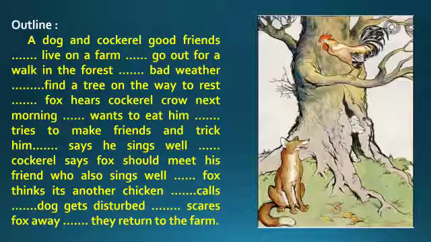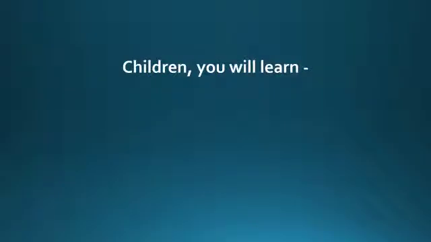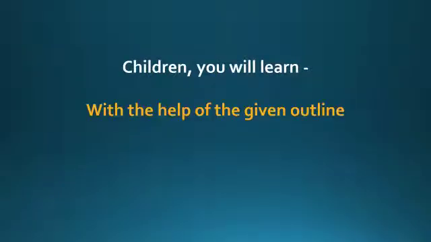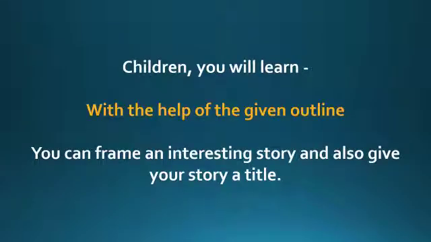Cockerel says fox should meet his friend who also sings well. Fox thinks it's another chicken. Calls. Dog gets disturbed. Scares fox away. They return to the farm. Children, you will learn. With the help of the given outline, you can frame an interesting story and also give your story a title.